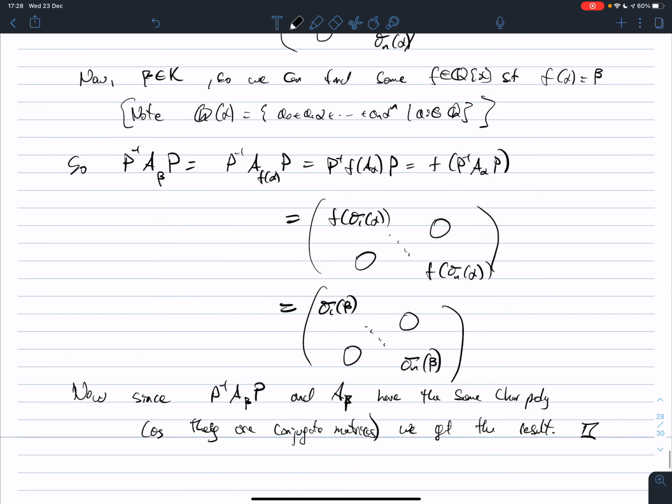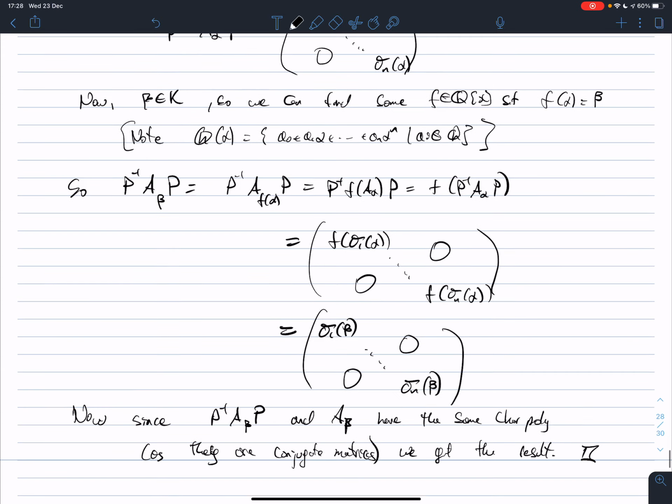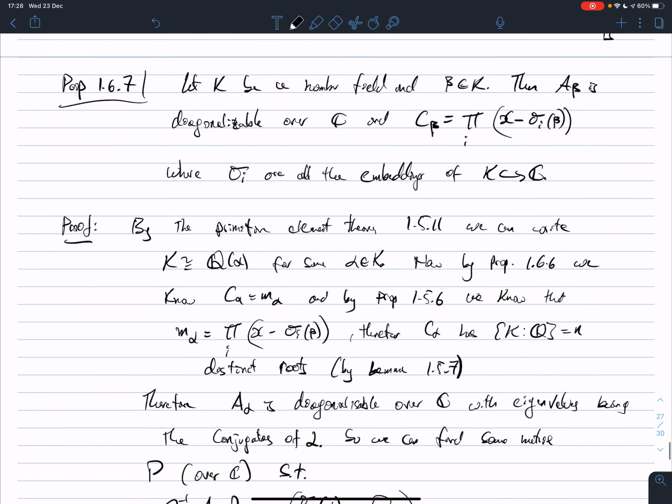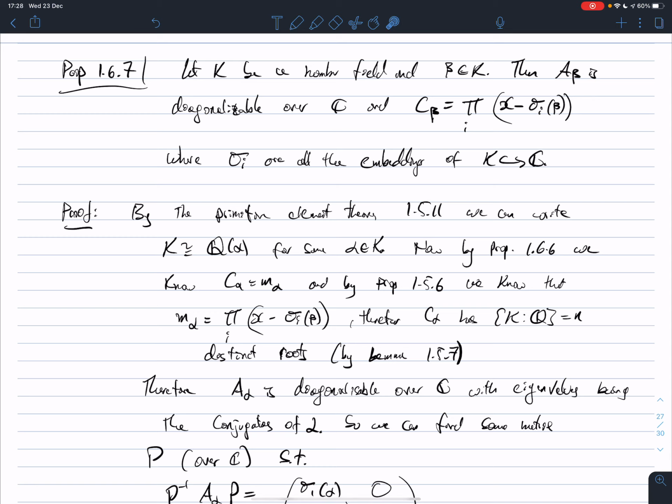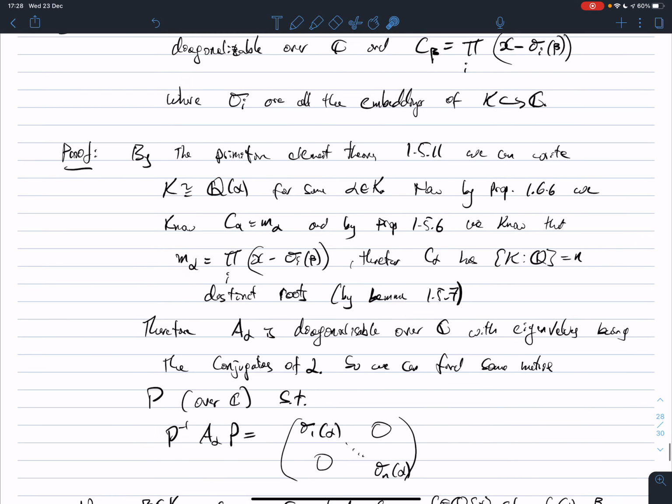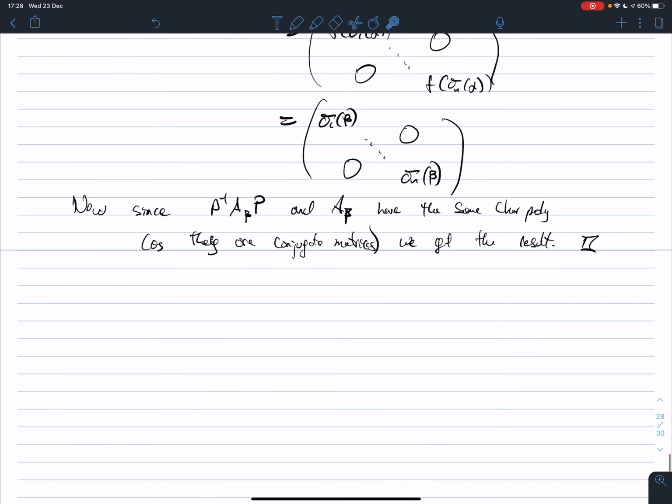Great. So we can prove that for any beta that we get, I can always find a change of basis which will make my matrix diagonalizable, and my characteristic polynomial will just split as a product over all the conjugate roots of my element. So here's a useful corollary of this.